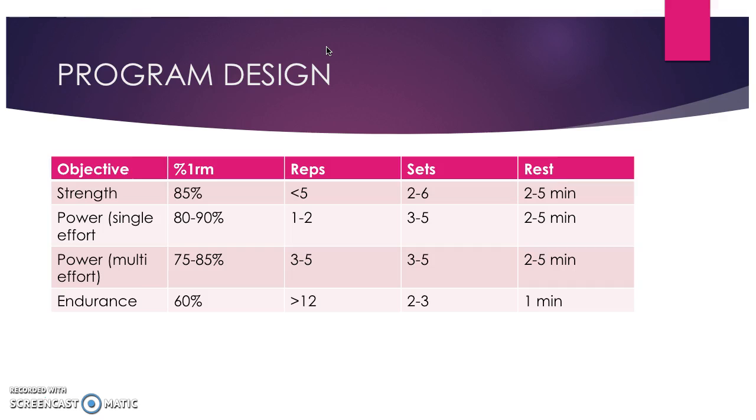Strength is 85% 1 rep max, less than 5 reps, 2 to 6 sets, 2 to 5 minutes. Power, single effort, 80 to 90%, 1 to 2 reps, 3 to 5 sets, and 2 to 5 minute rest. Power, multi-effort. So you're looking at more than 1 rep, 75 to 85%, 3 to 5 reps, 3 to 5 sets, 2 to 5 minutes. Endurance, 60% or less, over 12 reps, 2 to 3 sets. That is the book's issue.